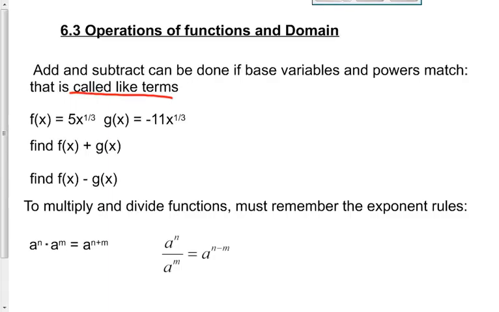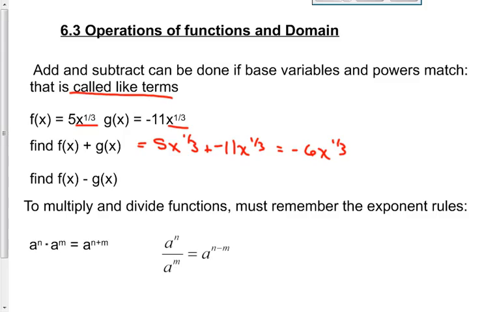Here's a simple example. If f of x equals 5x to the 1/3 and g of x is equal to negative 11x to the 1/3, find f plus g. What's the answer of f of x plus g of x? Well, since x to the 1/3 and x to the 1/3 match, this is a doable question. 5x to the 1/3 plus negative 11x to the 1/3. Like terms, all you're looking for is the numbers in the fronts. 5 subtract 11, negative 6x to the 1/3.